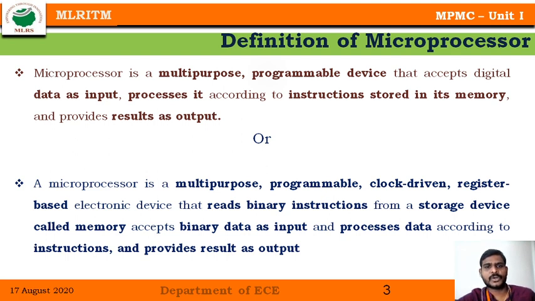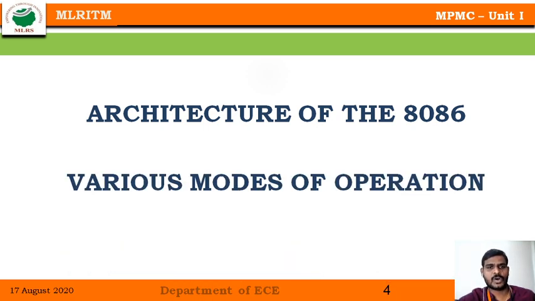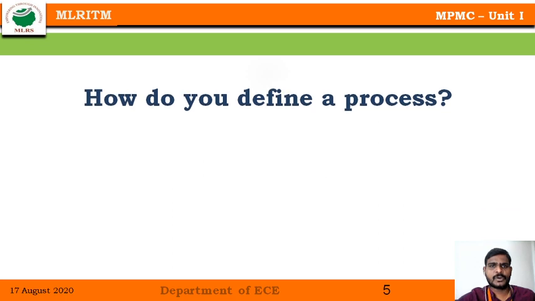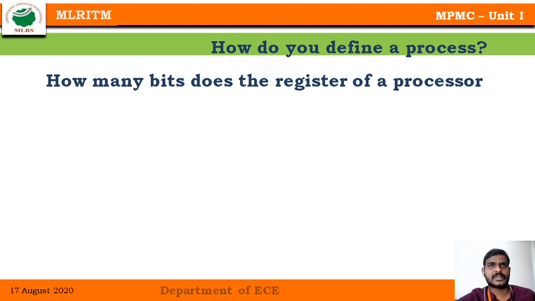So let's go into today's lecture. Today we are going to discuss the architecture of 8086 and the various modes of operation of 8086. Before that, a question: how do I define a processor? Many people say that it is an 8-bit processor, 16-bit processor, 32-bit or 64-bit processor. Based on the register set in the processor, we can define how many bits that particular processor is.